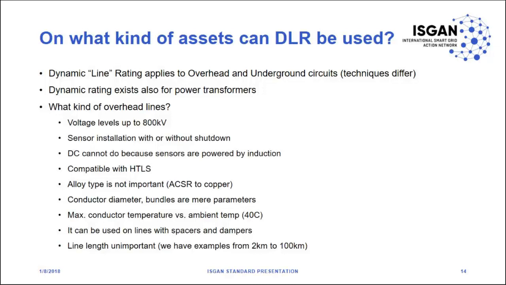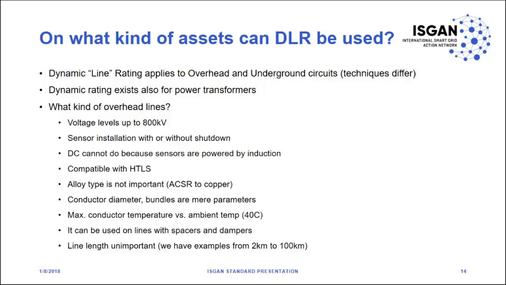So if we go back to overhead lines, in terms of voltage levels, DLR applications can be done from 20 kV to 800 kV. We have all sorts of cases. The sensors can be installed with or without shutdown. It's important for EHV voltage levels, 800, 400 kV, 380, 220 kV. We have cases, especially in Europe, where installation is done live.